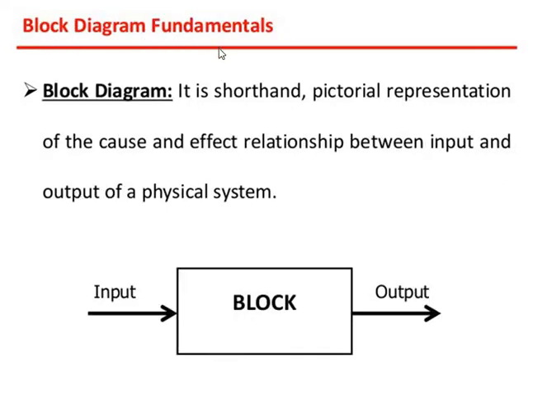Block diagram fundamentals. The definition of the block diagram: it is the shorthand pictorial representation of the cause and effect relationship between the input and output of the physical systems. So it gives the relation between the input and output of any kind of physical system. Every block has one input and one output.